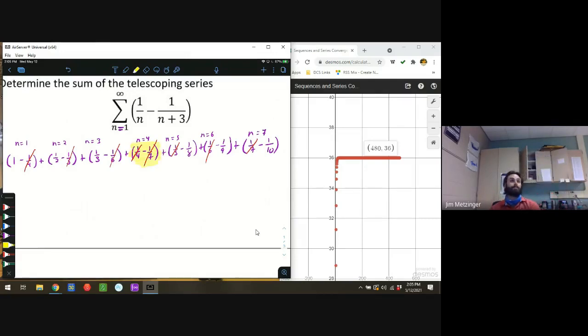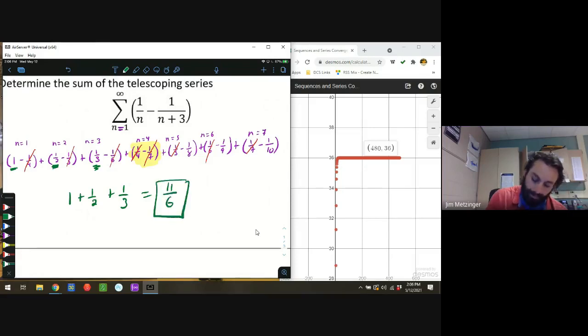First and last canceled. So what that means is the sum of this telescoping series, the infinite sum, should be the terms in front of that collapsed term that weren't canceled out. So 1 plus 1/2 plus 1/3. What's that? 1 and 5, 6. So 11/6. And then you could confirm that with Desmos, but I'm not going to do that right now.